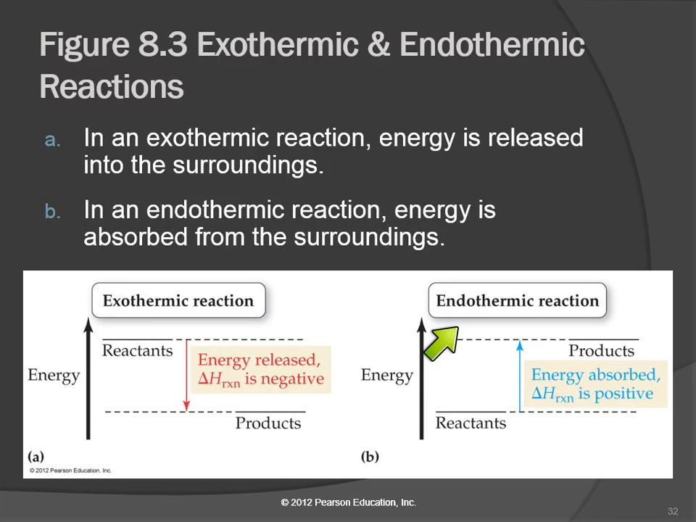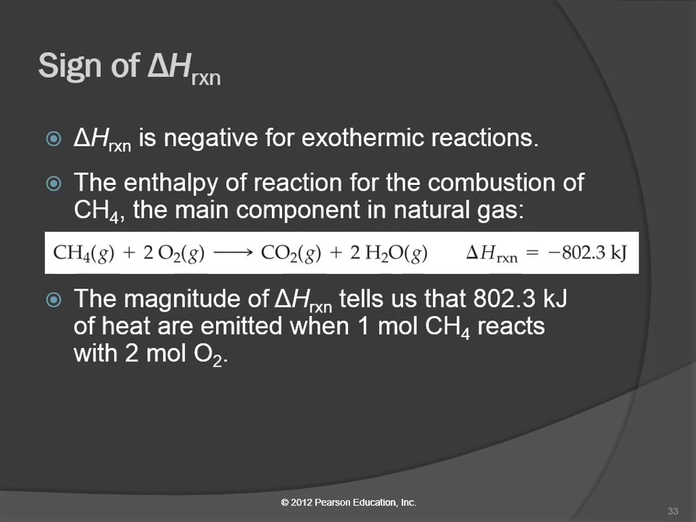An endothermic reaction, the reactants start out at lower energy. Energy comes in, the change in energy is positive, and now the products have more energy at the end. So here's a chemical reaction, the combustion of natural gas. This is methane, which is the main component of natural gas, reacting with oxygen. This is a hydrocarbon. It just has carbon and hydrogen. We're combusting it, reacting it with oxygen, so the products are CO2 and water.